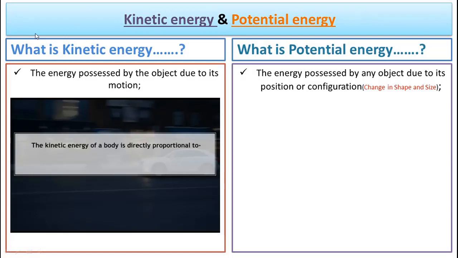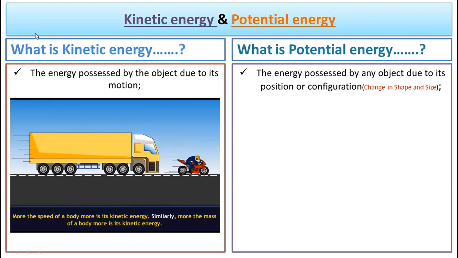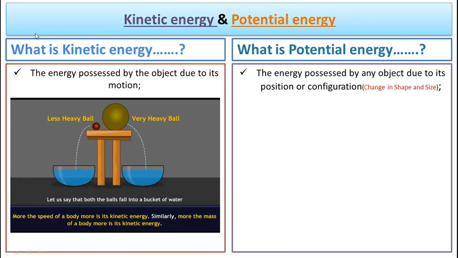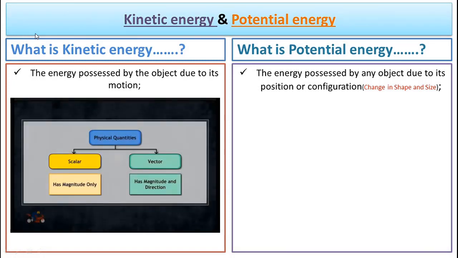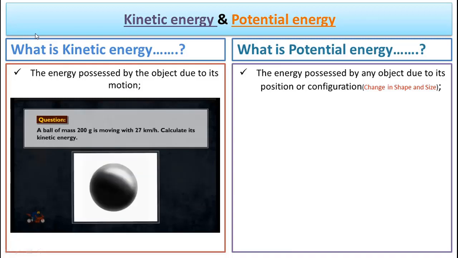The kinetic energy of a body is directly proportional to the mass of the body and the square of the velocity of the body. The more the speed of a body, the more is its kinetic energy. Similarly, the more the mass of a body, the more is its kinetic energy. Energy is a scalar quantity. Let us solve one problem. A ball of mass 200 grams is moving with 27 kilometers per hour. Calculate its kinetic energy.